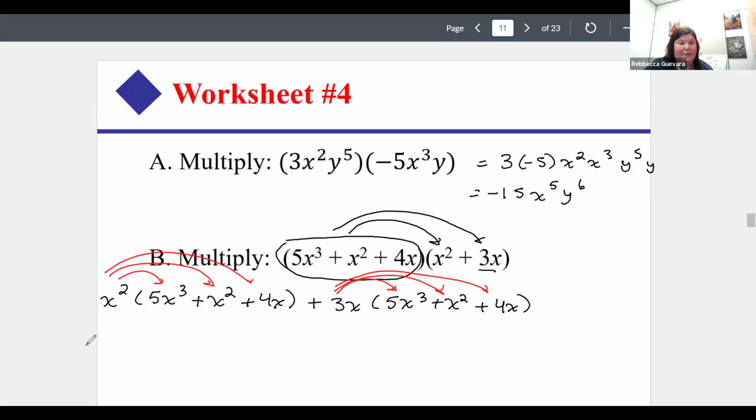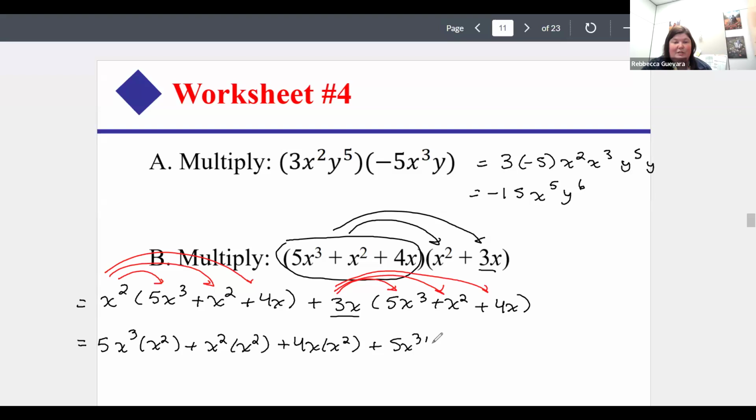So once I do that, I'm going to have 5x cubed times x squared, plus x squared times x squared, plus 4x times x squared. Then for over here, plus 5x cubed times 3x plus x squared times 3x plus 4x times 3x.